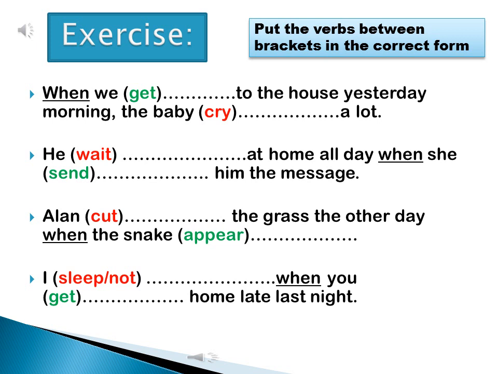Number three, Alan cut the grass the other day when the snake appeared. حتى هما بجوجهم في الباست. Alan قطع الربيع ولا جز الربيع when the snake appeared عندما ظهر التعبان. So appear ظهر. So أيهما أطول cut or appear؟ الأطول فيهم غنديروه في past continuous والأقصر غنديروه في simple past. Example number four. I sleep not. عندكم negative. When you get home late last night.